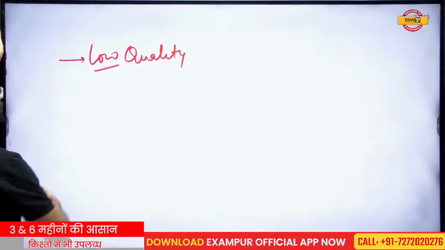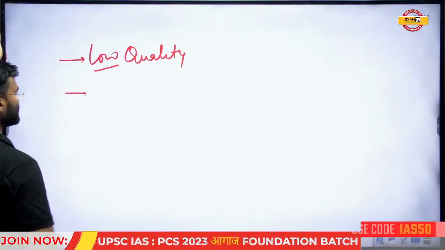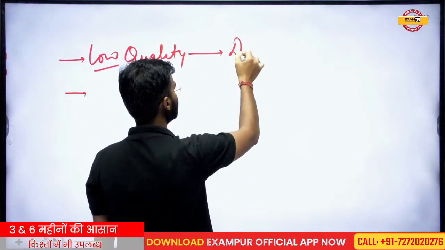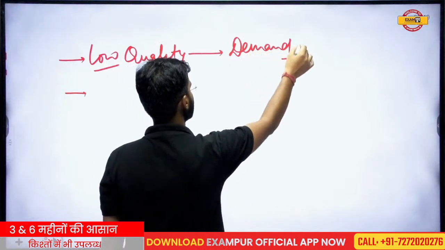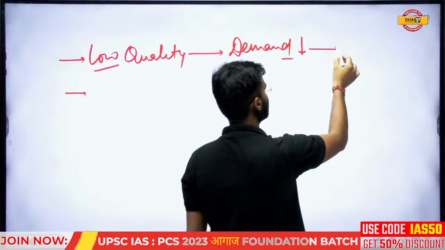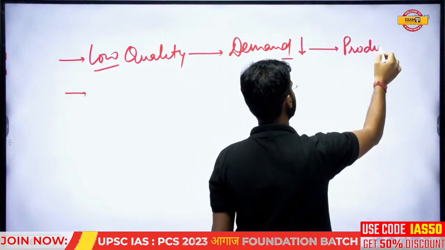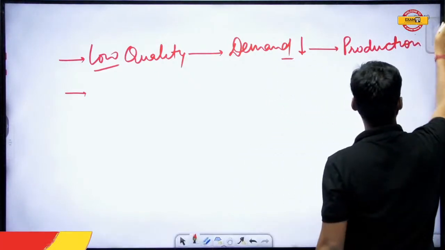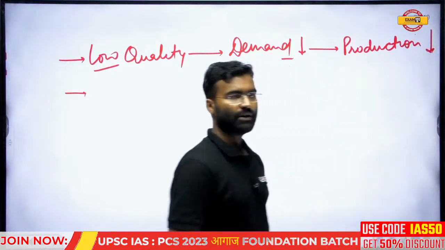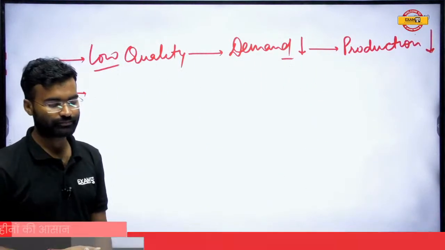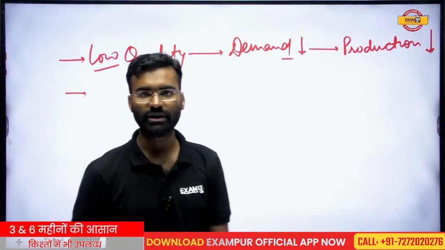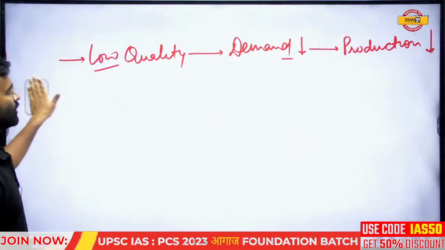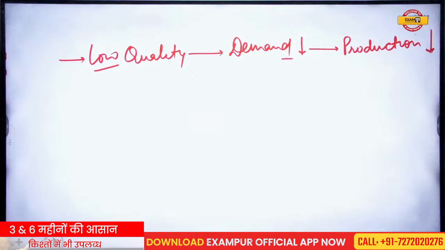So India has low quality jute products, and Bangladesh has high quality jute products. If you have low quality in your products, then the demand for this quality will decrease. If the demand decreases, then the production will also decrease. Because if anything has high demand, the production will increase. But if anything does not have high demand, then the production will also reduce. So low quality is also important.